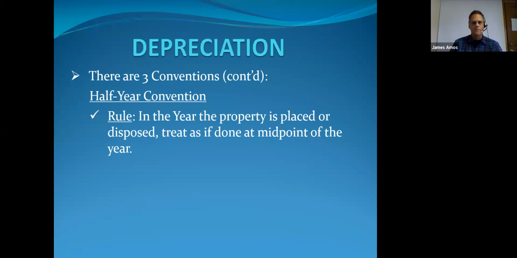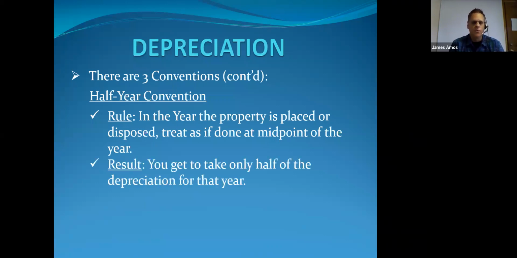So that's the rule. Now, what's the result of the rule? The result is you get to only take half of the depreciation for that year. It doesn't matter. Even if you bought it on January 1, you're still only going to get to take half the depreciation for the year. If you happen to buy it on even December 1st, you still get to take half the depreciation for that year, even though you haven't owned it for half the year. All right. So that's the result of that.